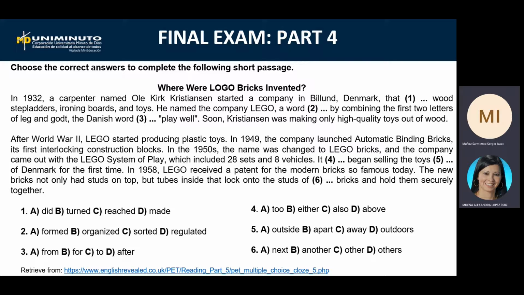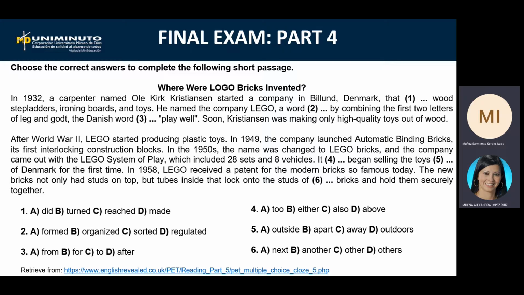That made wood, stepladders, ironing boards, and toys. Good. So it's letter D, made. Excellent. Continue. He named the company Lego by combining the first two letters of leg and godt.